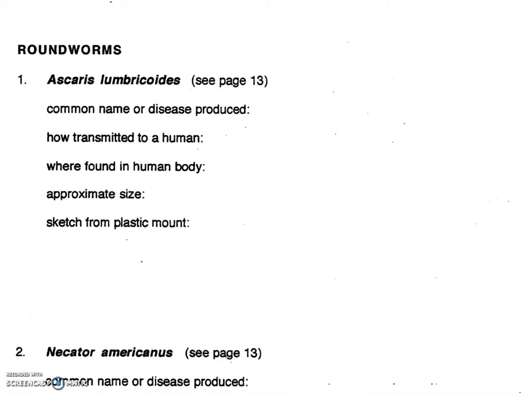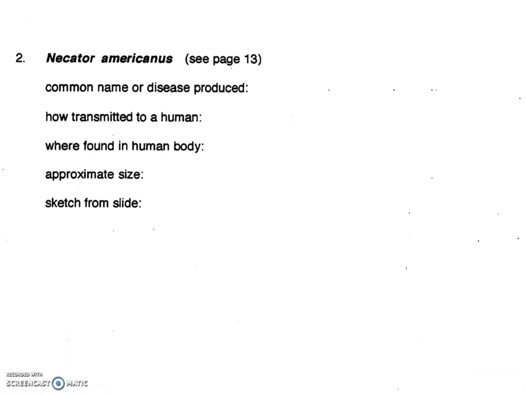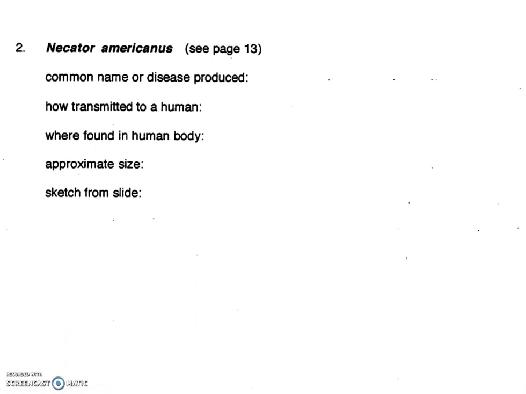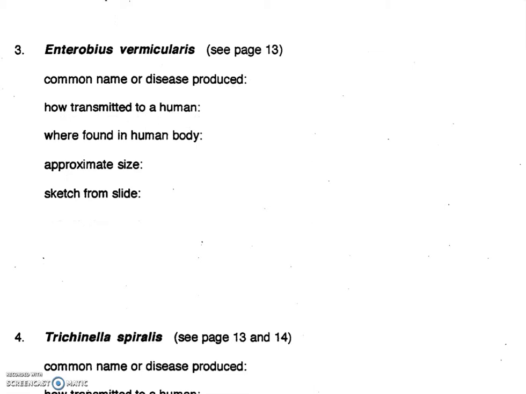Let's take a look first at some roundworms. The first one here is a giant one, Ascaris lumbricoides, a giant roundworm. Then Necator americanus, that's a hookworm that you should look up. And Enterobius vermicularis. This one is a pinworm or threadworm.